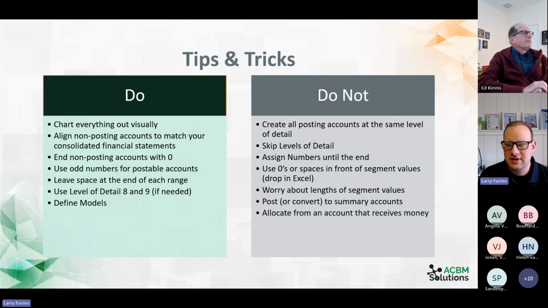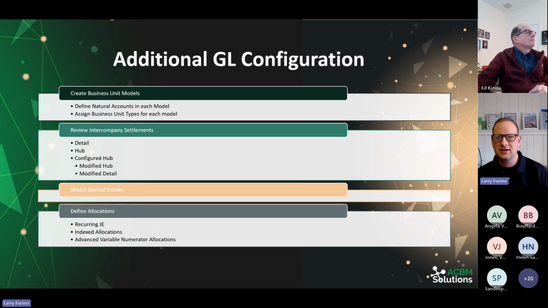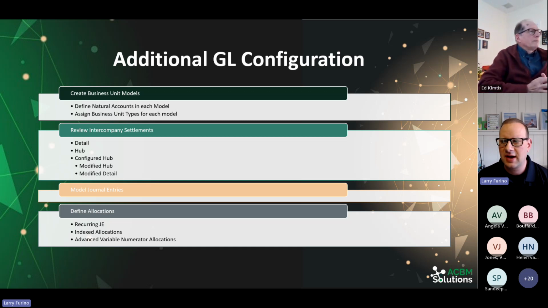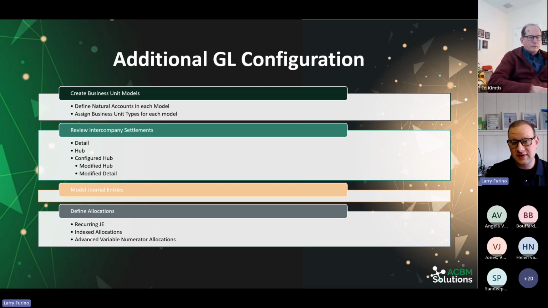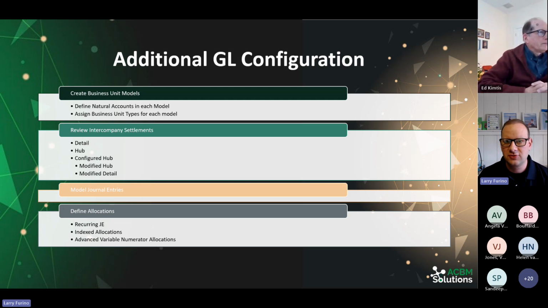Okay, I am going to take control back here, Ed, and let's get into some additional GL configuration that we typically do as part of the design, or really it's part of the conversion, right? So this is that intermediate step, like once we've done the design, but before we've converted all the data, there's some other things in the GL that should be looked at and can usually be greatly simplified.